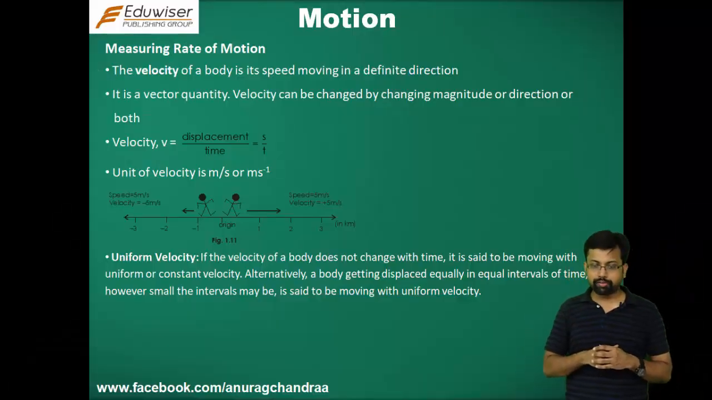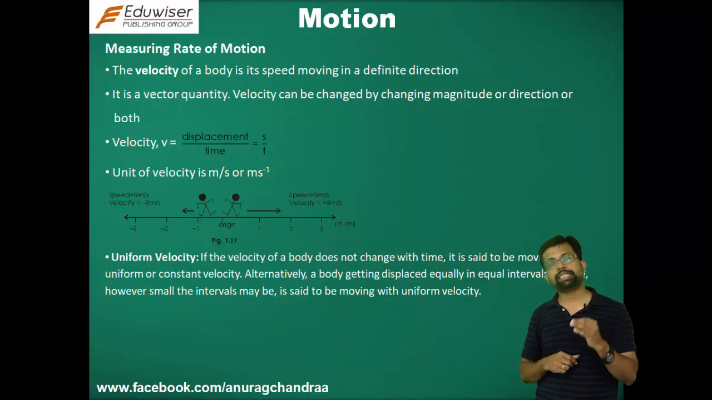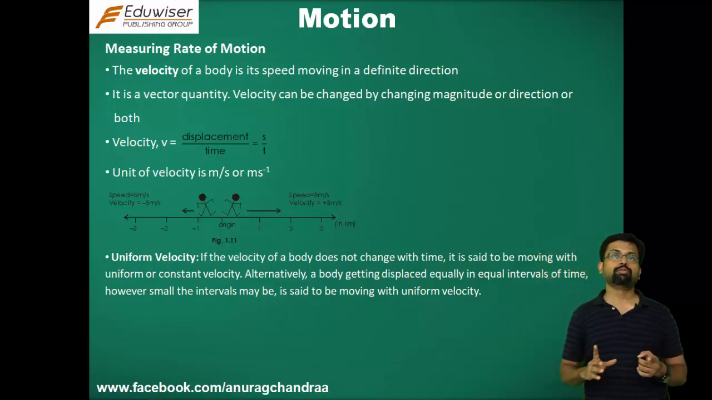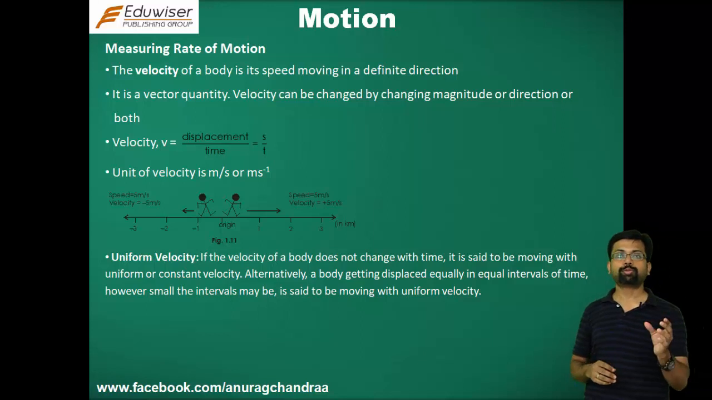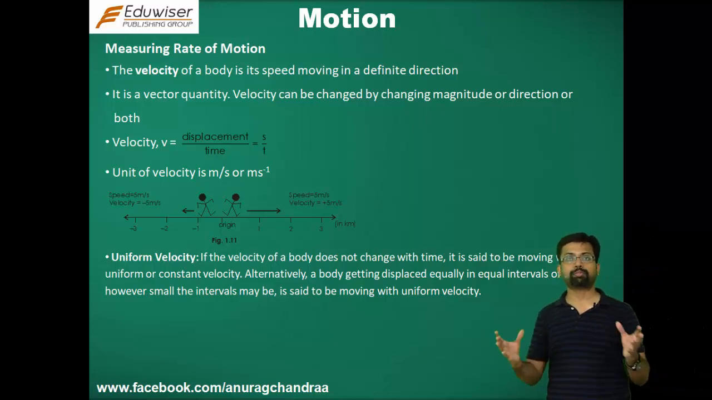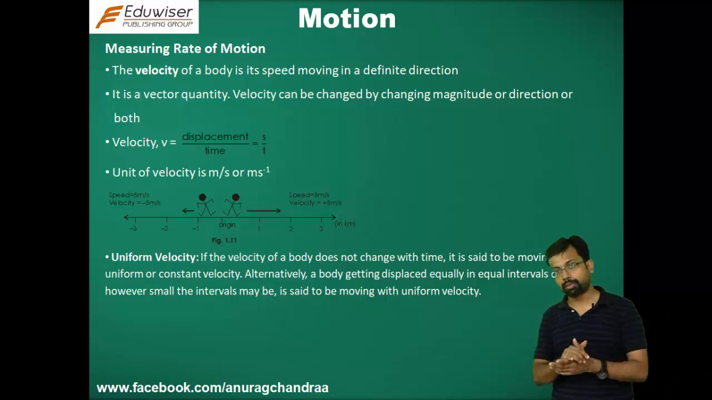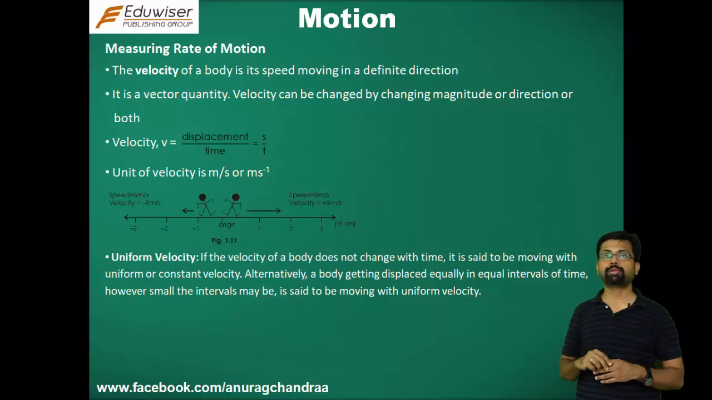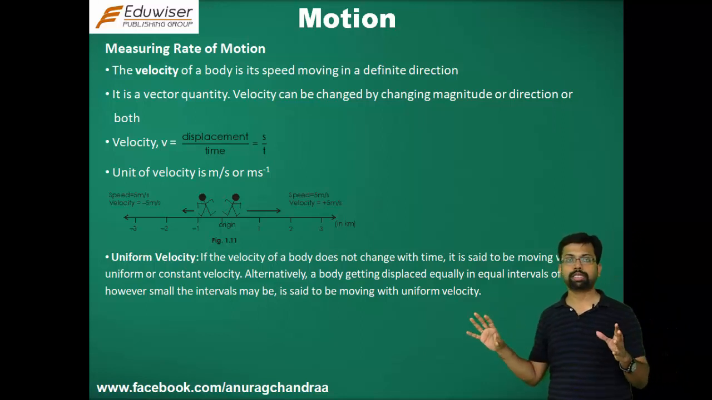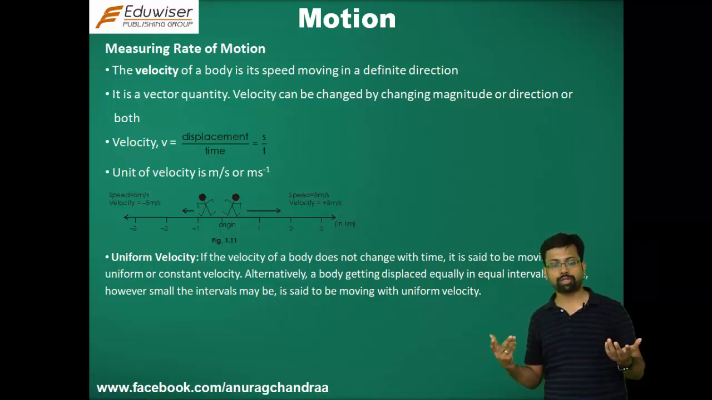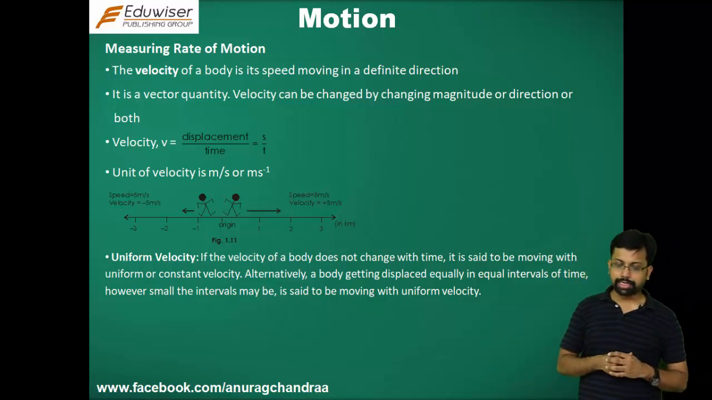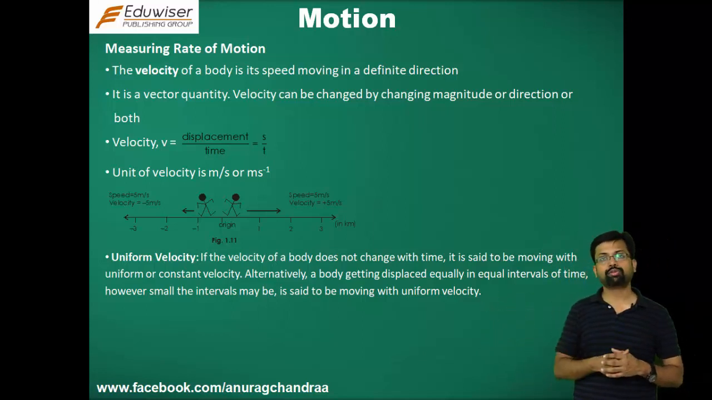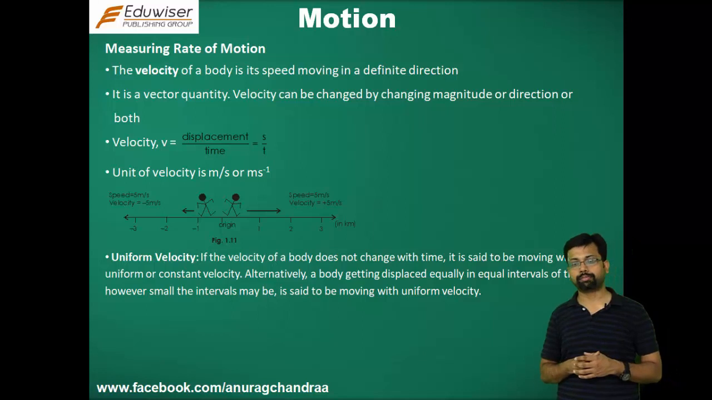Now for a body traveling with uniform speed, the speed at any instant is equal to the average speed. For a body that moves with uniform speed, the uniform speed is going to be the same as the average speed for the whole journey. But the same is not going to be the case for non-uniform speed. Its value is not going to be the same as the average speed at all points of time. And as I said, the speedometer of the car gives you the instantaneous speed.